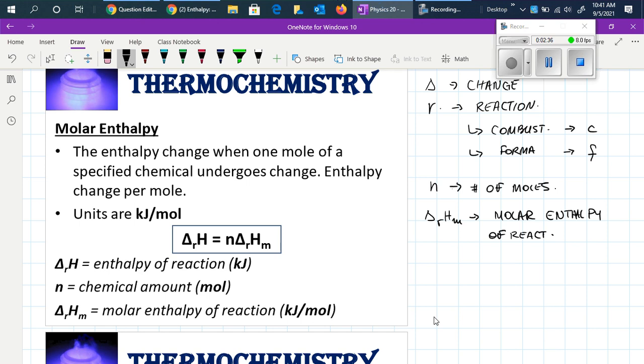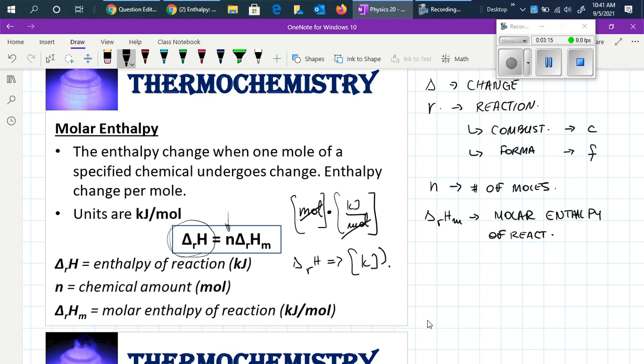If we take a look here on the units, then the change in enthalpy of the total reaction will be number of moles times kilojoules per mole. That is the molar enthalpy. So moles and moles will cancel out. So the change in enthalpy of the reaction will be given in kilojoules.